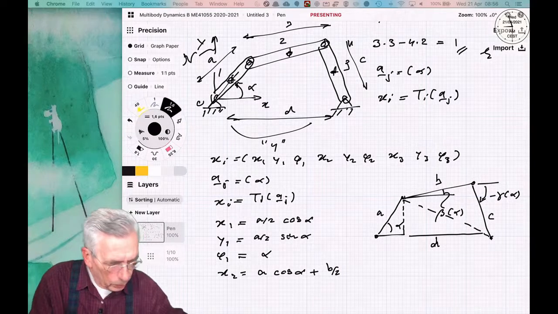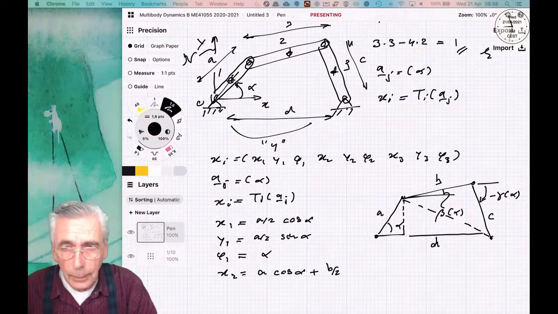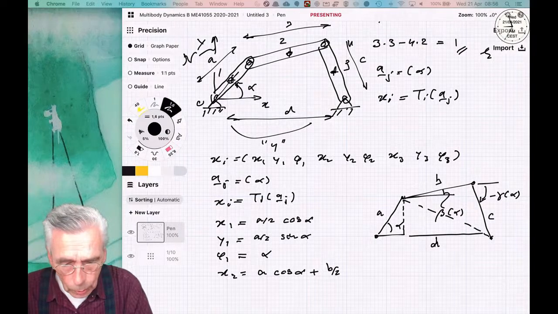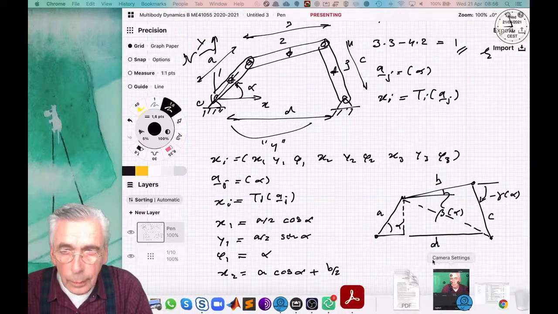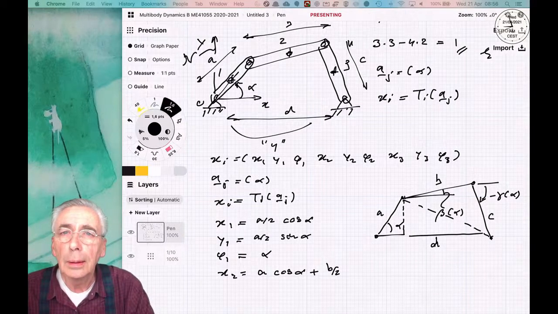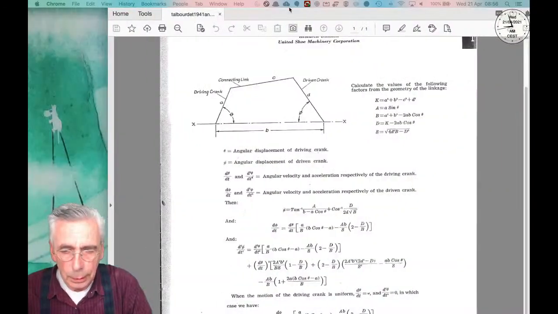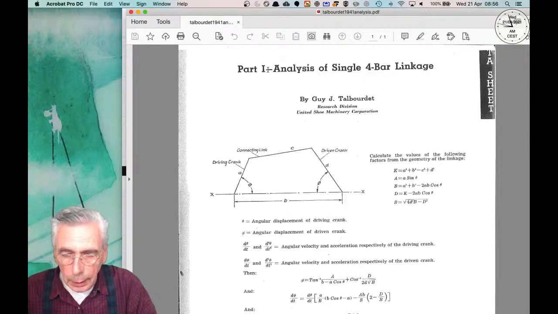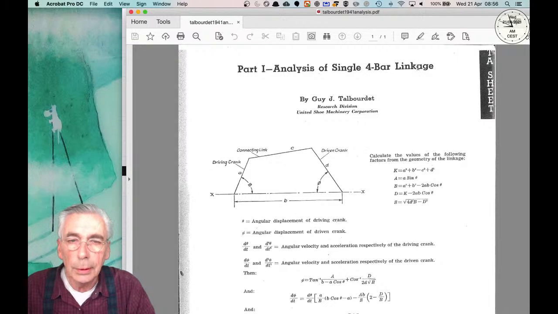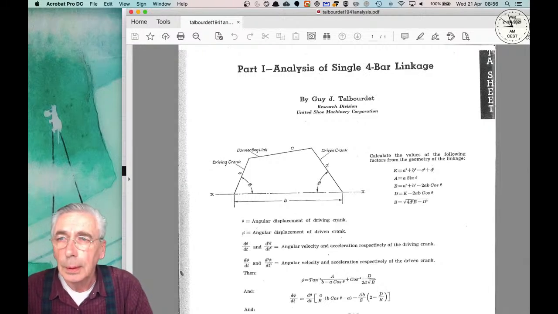So let's look in the literature, right? Okay, and I know that in this case there has been work done, and this is then the work done. Yeah, it's the analysis of a single 4-bar linkage. Okay.